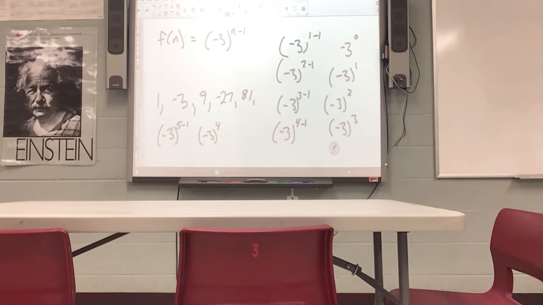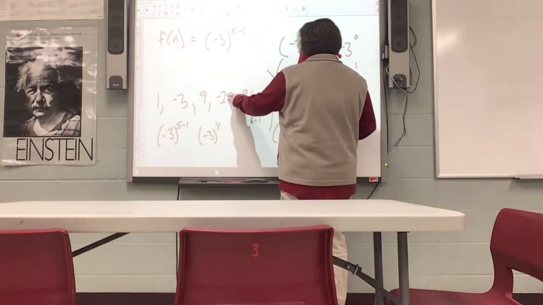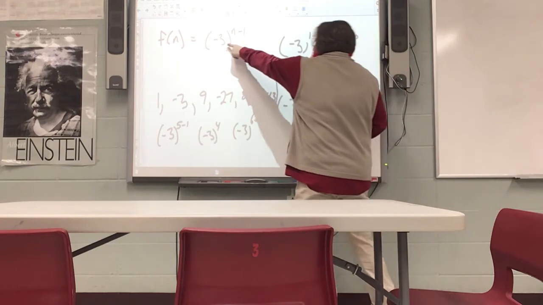So 1 more. Negative 3 to the 6 minus 1, which is negative 3 to the fifth. What does that get us? Negative 243. Now you could look at that and see a pattern there. 1 times 3 is 3, 3 times 3 is 9, 9 times 3 is 27, 27 times 3 is 81, so you see that it's being multiplied by 3 every time.